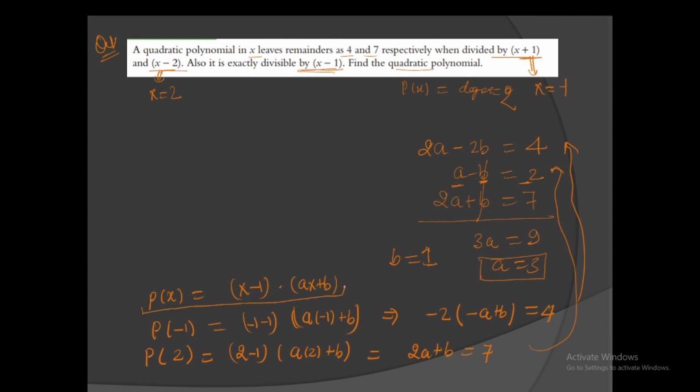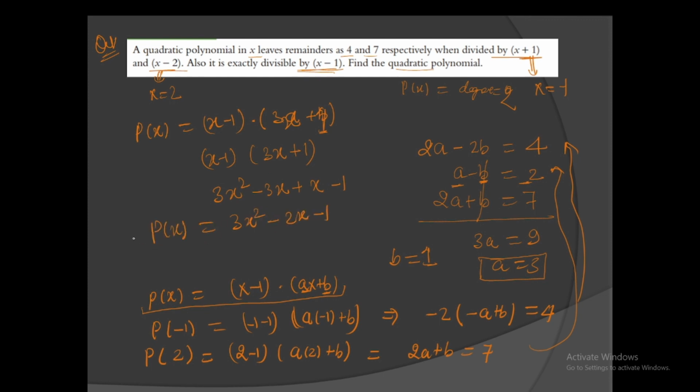So here it is p of x equal to this. So p of x equal to x minus 1 times, what is the value of a? Sorry, it will be the value of a is 3 and the value of b is 1. It will be 3x plus 1. So x minus 1 into 3x plus 1. Multiplying it, we get 3x square minus 3x plus x minus 1, so 3x square minus 2x minus 1. So this is our polynomial. Basically, this is our quadratic polynomial. I hope you have understood this.